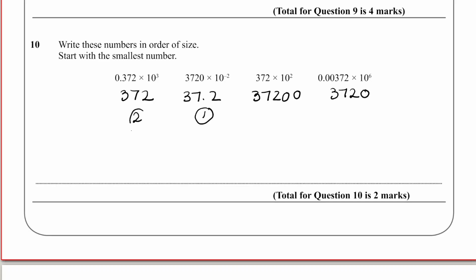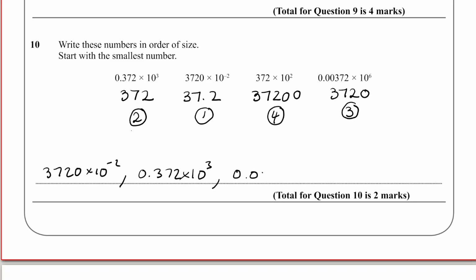37.2, then 372, 3,720, and then 37,200. I'll just write these out. And that is our answer.